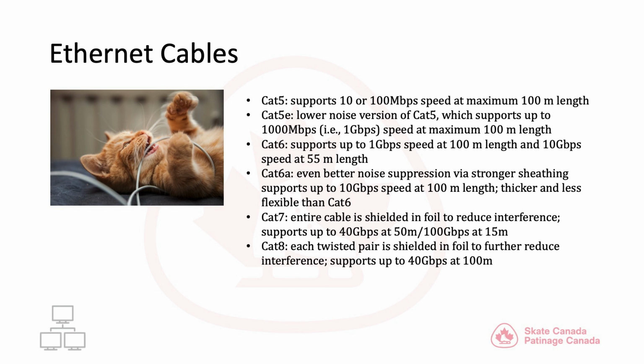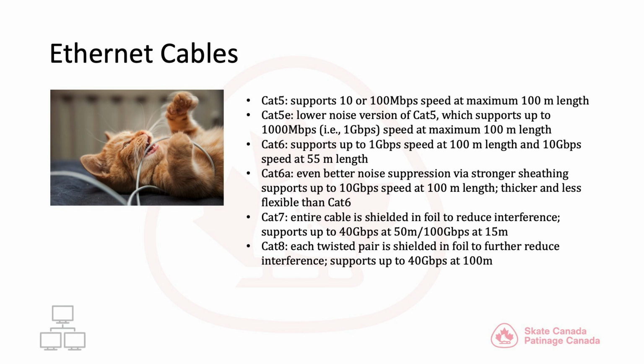Cat5 cables support 10 or 100 megabits per second speeds at the maximum 100 meter length. Cat5e cables offer greater protection from interference and can therefore support a theoretical maximum of 1000 megabits per second, or a gigabit, at the maximum 100 meter length. Cat6 cables have no trouble supporting up to 1 gigabit per second speeds at the 100 meter length, and they can also support up to 10 gigabits per second speeds to a maximum length of about 55 meters.